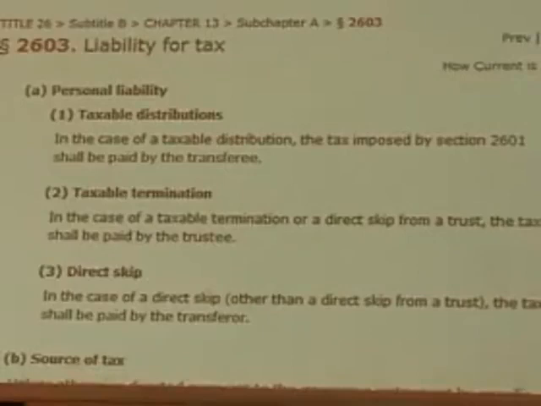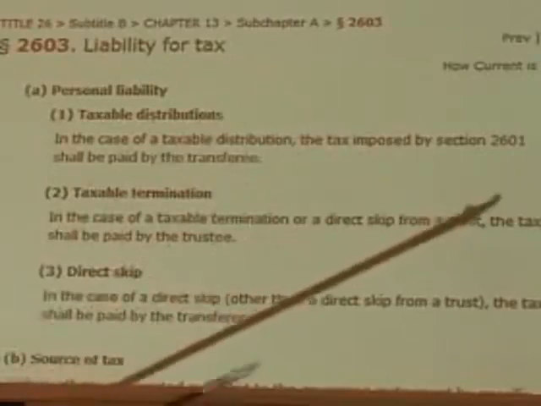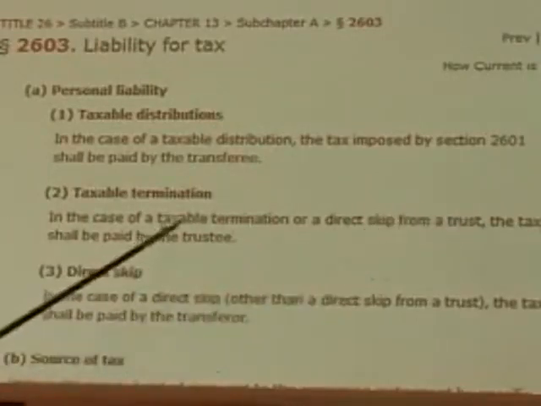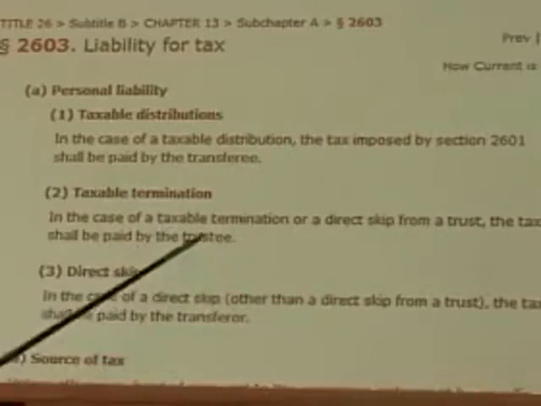When they terminate your interest in the property at a foreclosure, isn't that a taxable termination? Who has to pay it? The trustee. Who's the trustee? What they're doing is billing you for the taxable termination on the foreclosure. They're not billing you for the mortgage. Jesus. So if they foreclose, then we can send them a 1099? Yeah, send the trustee company a 1099, the one that forecloses on us. Yes. Direct skip. In the case of a direct skip, the tax shall be paid by the transferor.